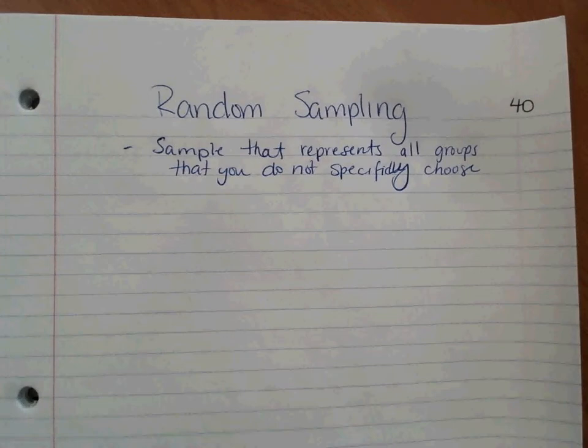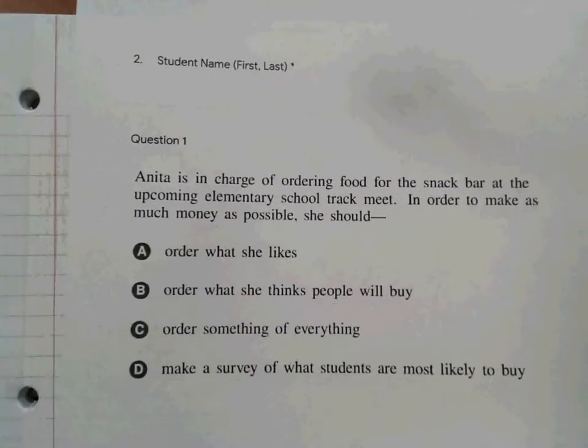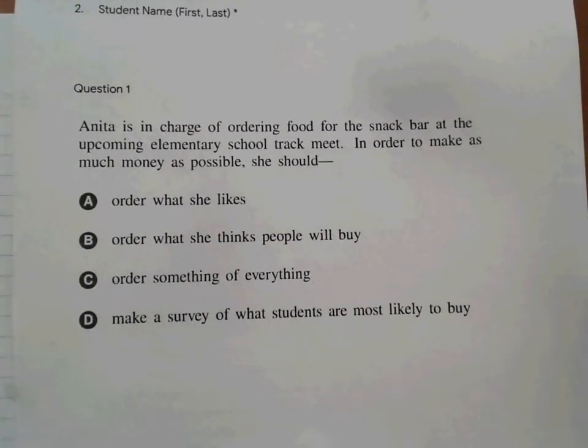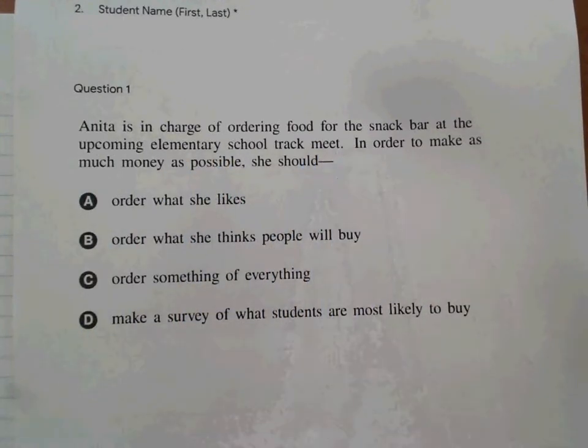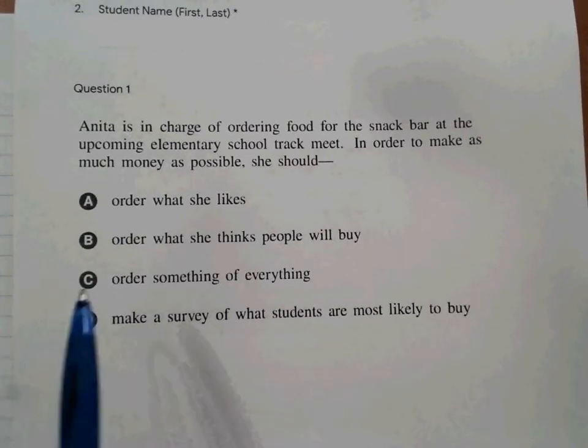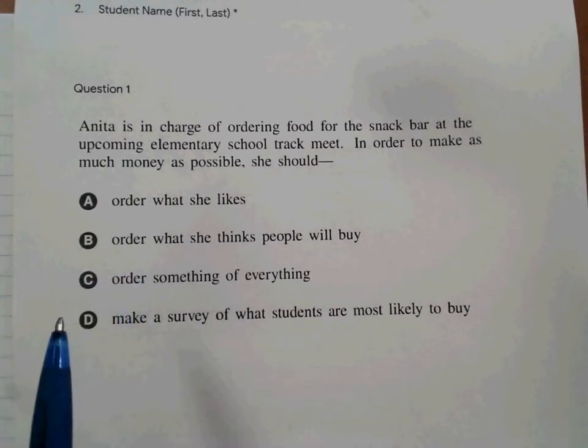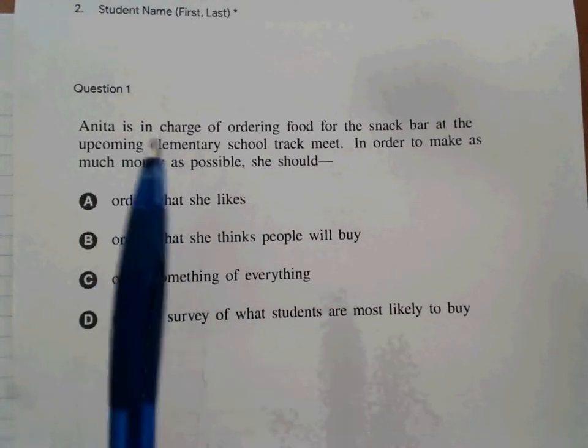So let's look at some examples. This one says, Anita is in charge of ordering food for the snack bar at the upcoming elementary school track meet. In order to make as much money as possible, she should, reading out these, we want to figure out which one's going to be most random. Which one's going to get all the groups represented.